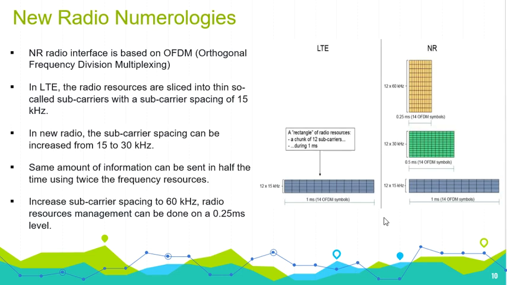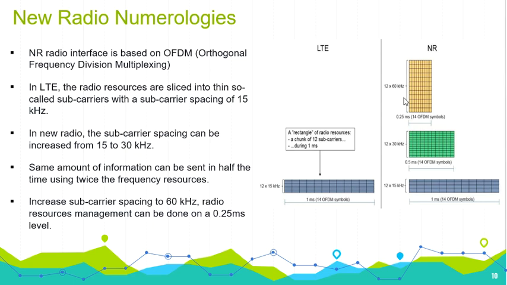New radio numerologies, we also discussed this concept in class. As you can see, in LTE the subcarrier spacing is around 15 kilohertz, and the time slot is almost 1 millisecond. When you move this network to new radio, the 15 kilohertz subcarrier spacing can be increased from 15 to 30 kilohertz, and on the x-axis the time is reduced from 1 millisecond to 0.5 millisecond. You can further increase from 30 kilohertz to 60 kilohertz, and the time can be halved again, from 0.5 millisecond to 0.25 millisecond.